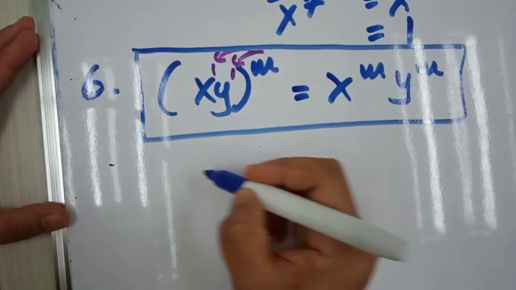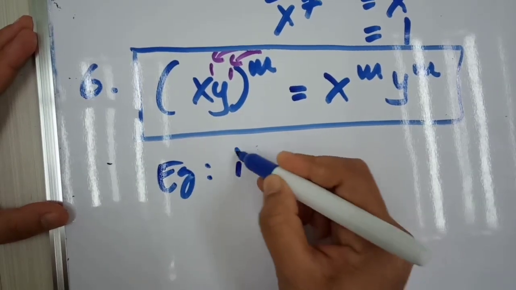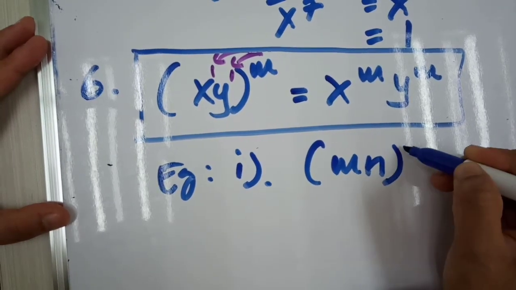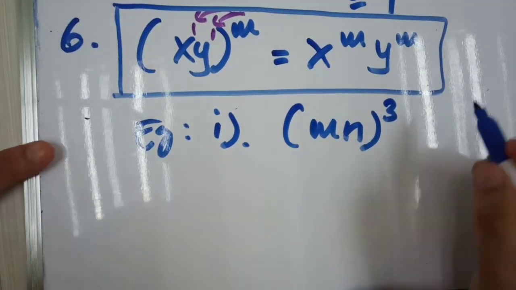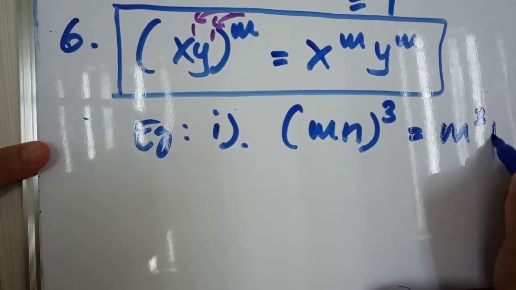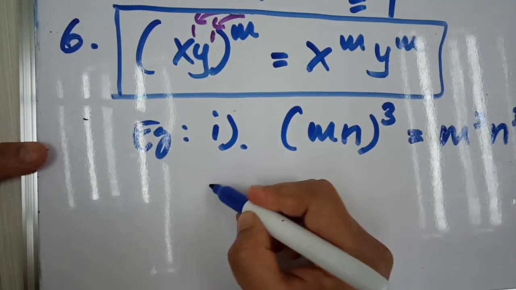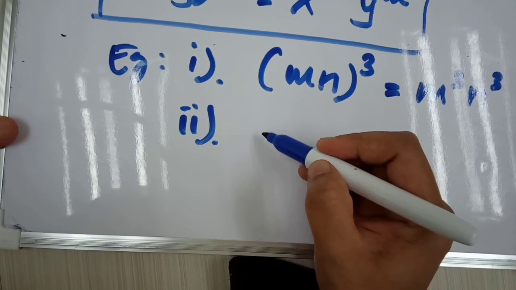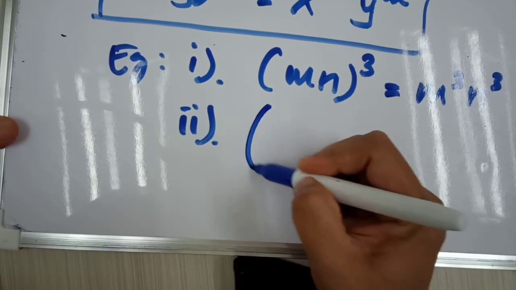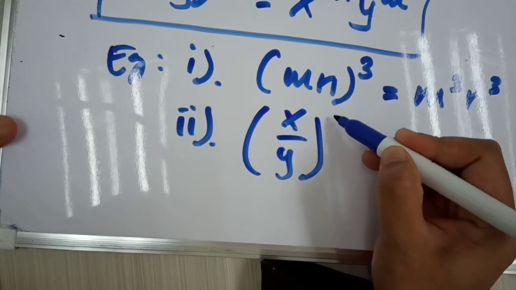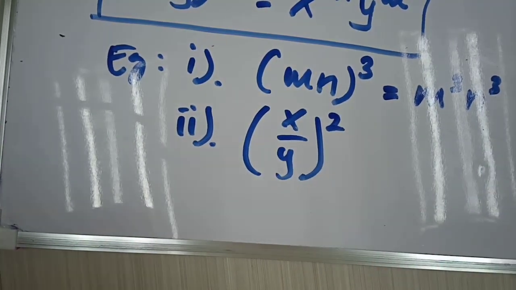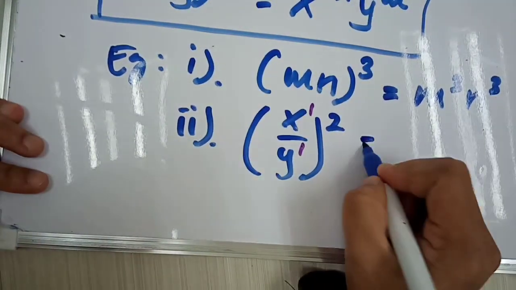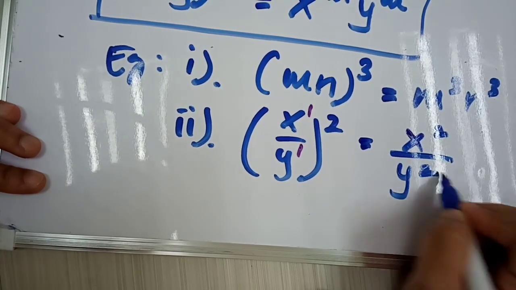The example for law number 6 is when you have mn, and then we have 3 outside. So easy, this one. The answer is m power of 3, n power of 3. Okay, number 2, when you have x over y, and then now we have 2. Same as the previous example, just imagine this has power of 1. So the answer is x power of 2 over y power of 2.